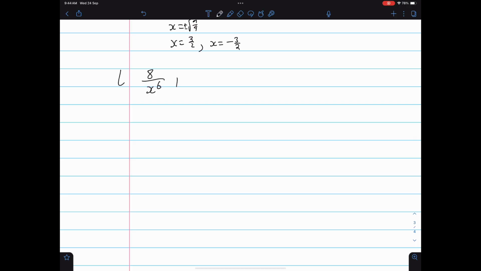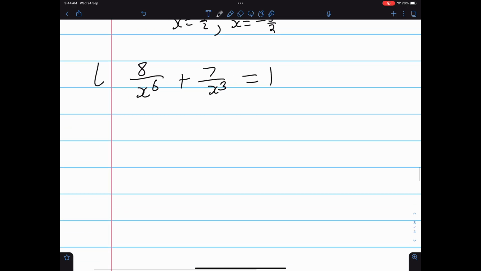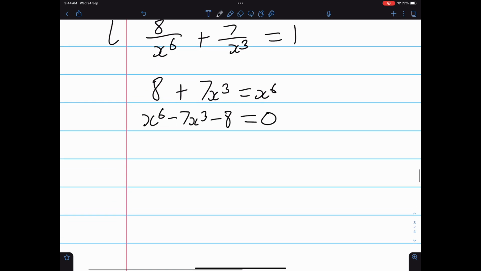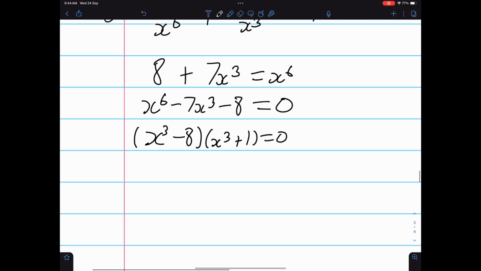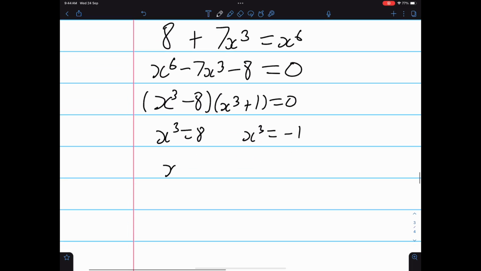8 over x to the power of 6 plus 7 over x cubed equals 1. And I'm going to do the same thing as I did before, multiplying everything by x to the power of 6. Make it equal to 0. So we get x cubed is either equal to 8 or x cubed is equal to -1. So we get x equals 2 and x equals -1.